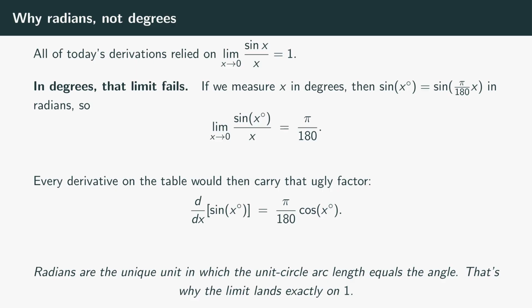It equals pi over 180, about 0.017. And then every single derivative on today's table would carry that factor. The derivative of sine of x in degrees would be pi over 180 times cosine of x in degrees, forever. That's why radians, not degrees, are the natural unit for calculus. Radians are defined so the unit circle arc length equals the angle itself. That definition is what makes sine x over x land exactly on 1, and that landing is what makes every derivative formula clean. If you've ever wondered why mathematicians keep insisting on radians, this is the answer. Every formula from episode 7 onward depends on it.